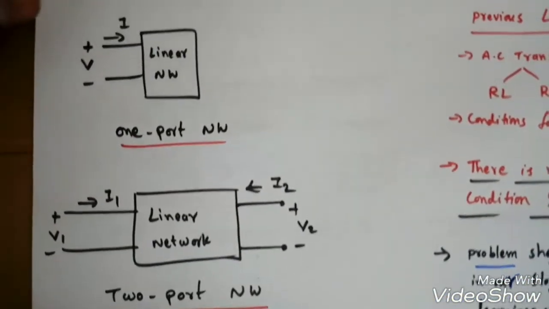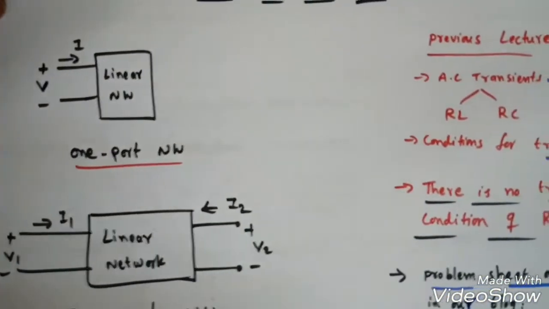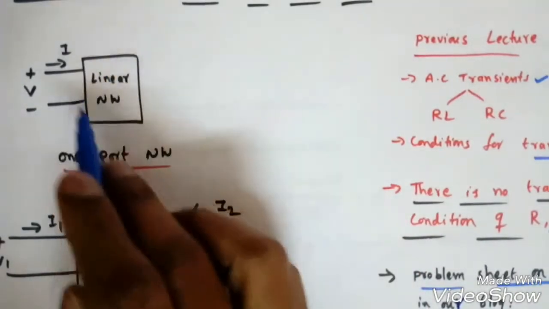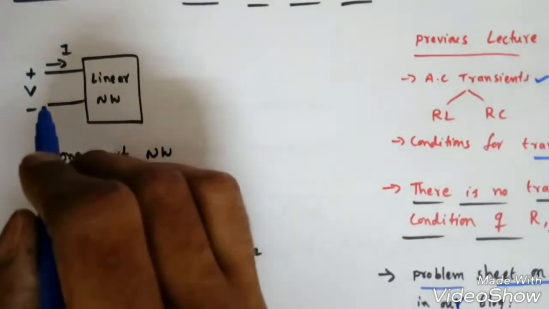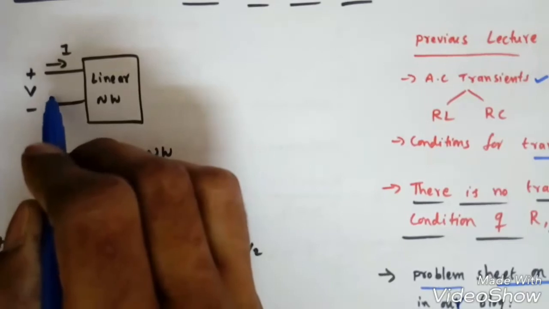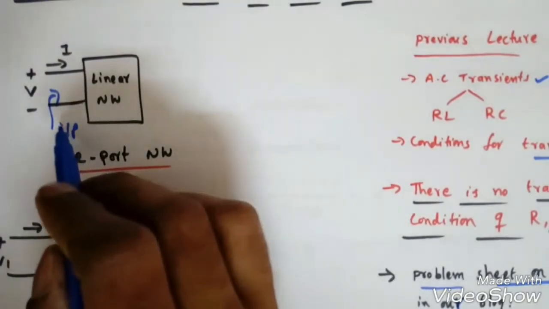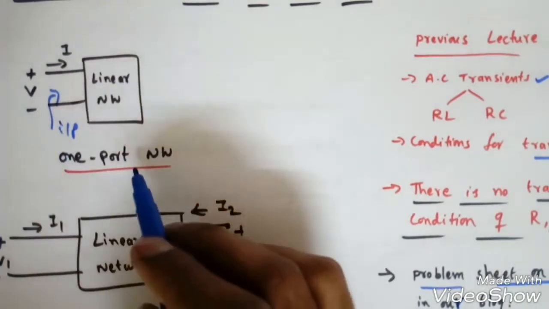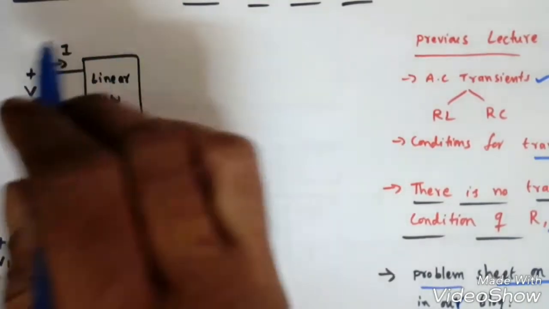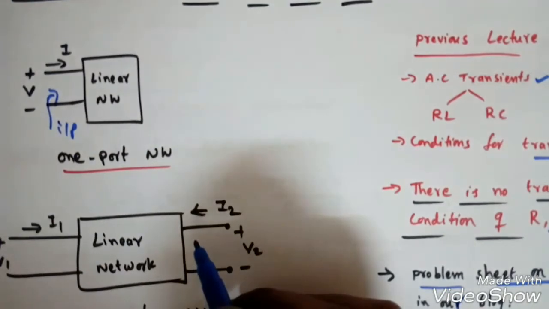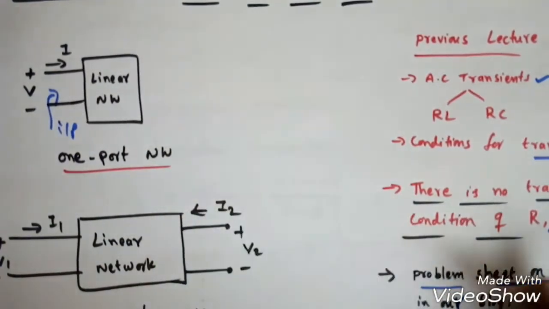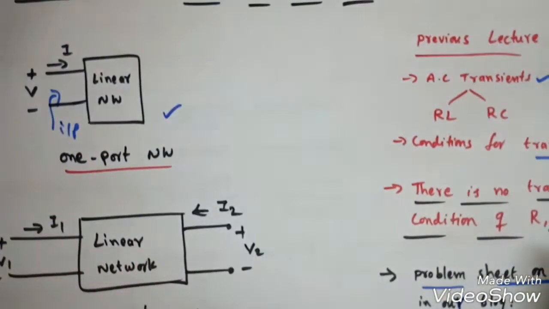Now, what is this two-port network? Suppose a circuit is like this, some linear network is there. If it contains only one port, it is like an input port. Whatever we have discussed for Thevenin's theorem, Norton's theorem, and mesh analysis are all one-port networks. So this is an example of a one-port network.